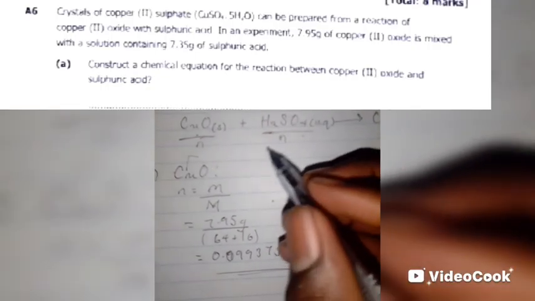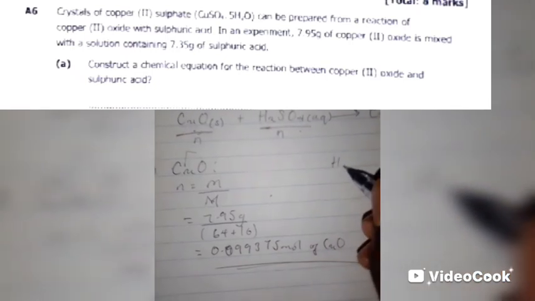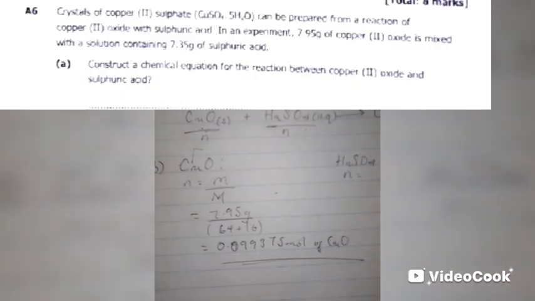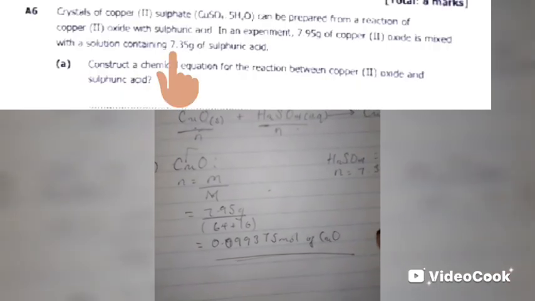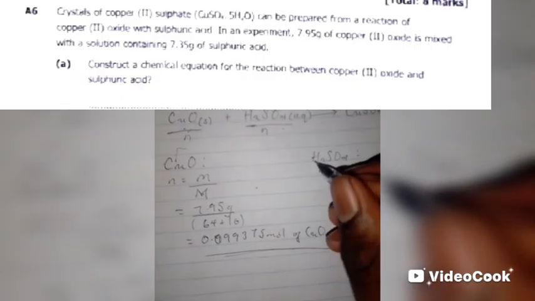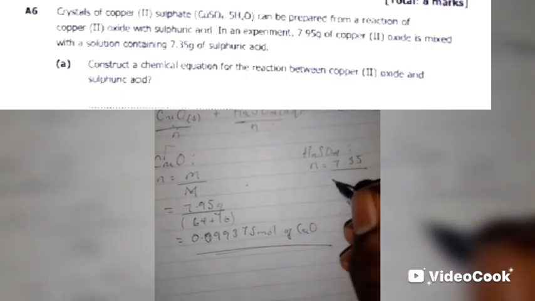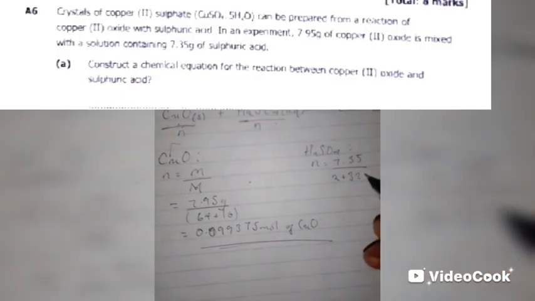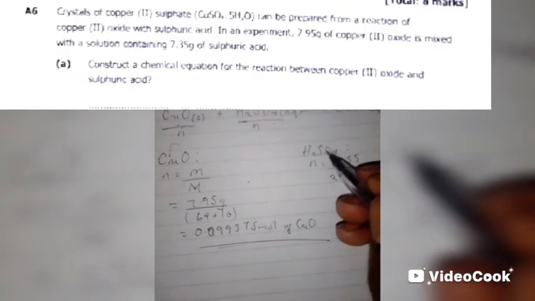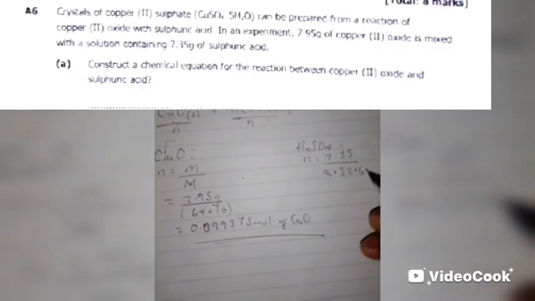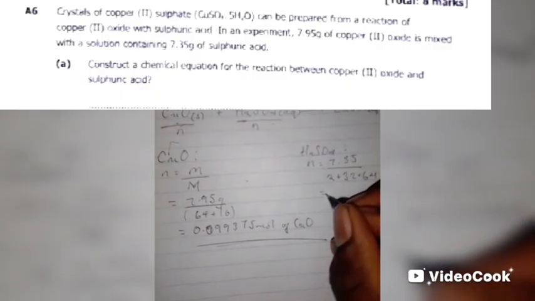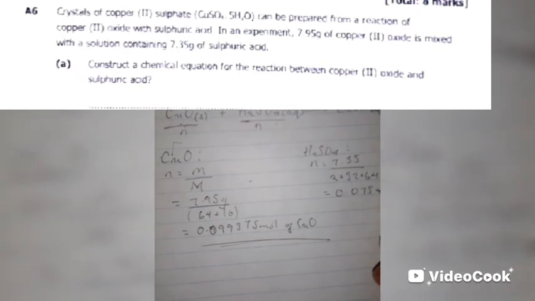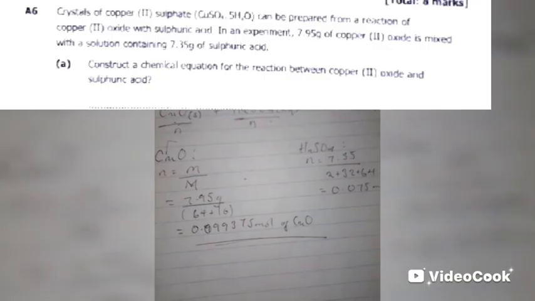Now let's find the number of moles in sulfuric acid. So the number of moles is equal to the physical mass, which was given as 7.35, divided by the molar mass. Since there are 2 hydrogens, 1 times 2, plus sulfur, which is 32, plus oxygen, since we have 4 there, times 16, which is 64. Plug all that into a calculator, and you're going to get roughly 0.075 moles of sulfuric acid.